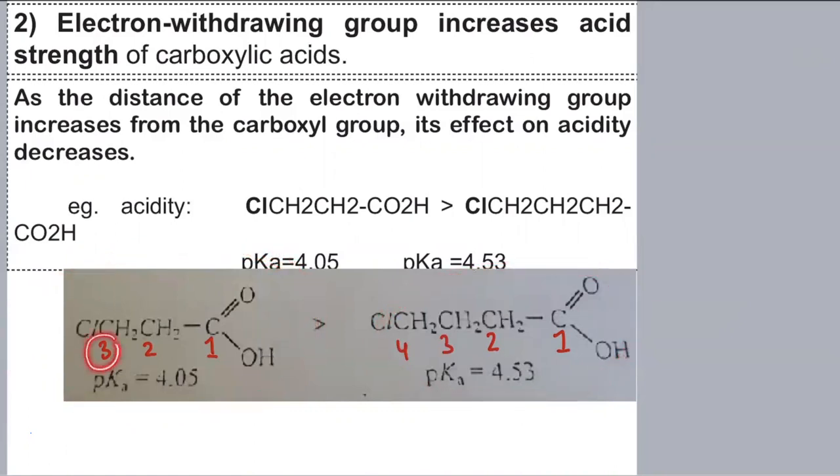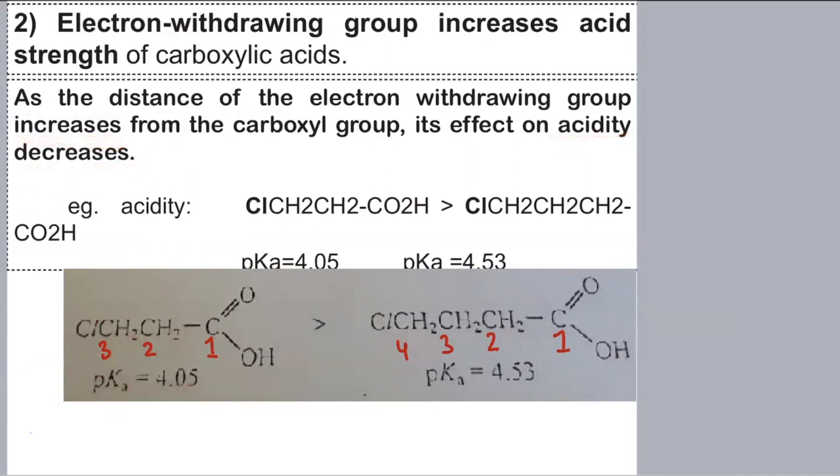Obviously, chlorine sitting on the 3rd carbon is much closer to the COO minus compared to chlorine on carbon number 4, which is further. So the effect of withdrawing electrons is stronger when you are closer to the COO minus. Again, I don't see any difficulty in understanding that. As the distance of the electron withdrawing group increases, the effect on acidity decreases.